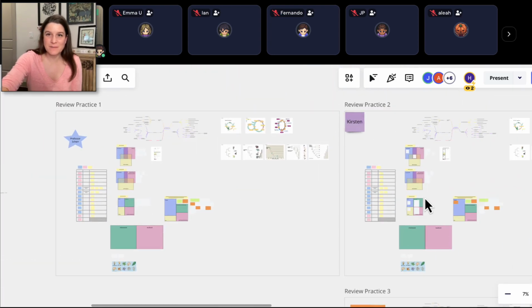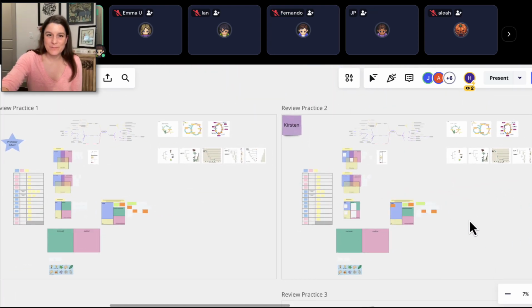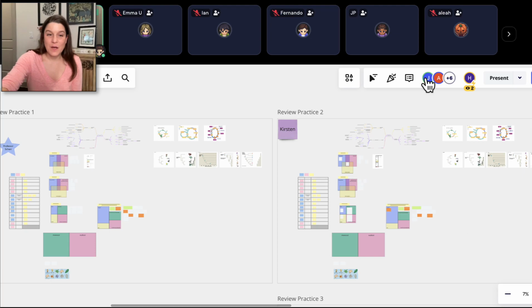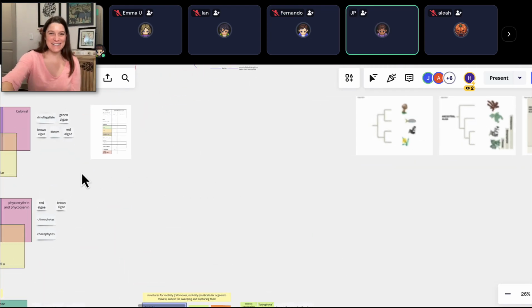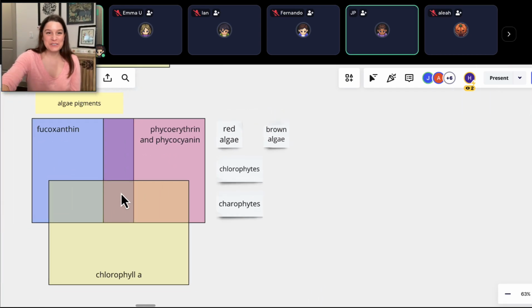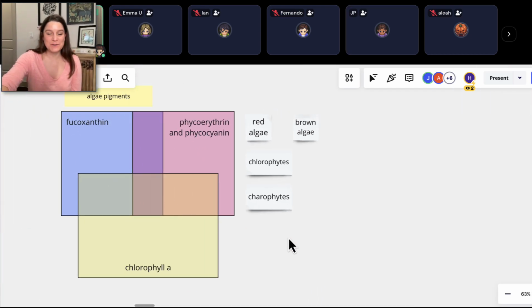John Paul, are you going to say something? Can you explain the algae pigments? I don't even remember this. Oh, you don't remember? Except for chlorophyll A. Okay, fair enough.